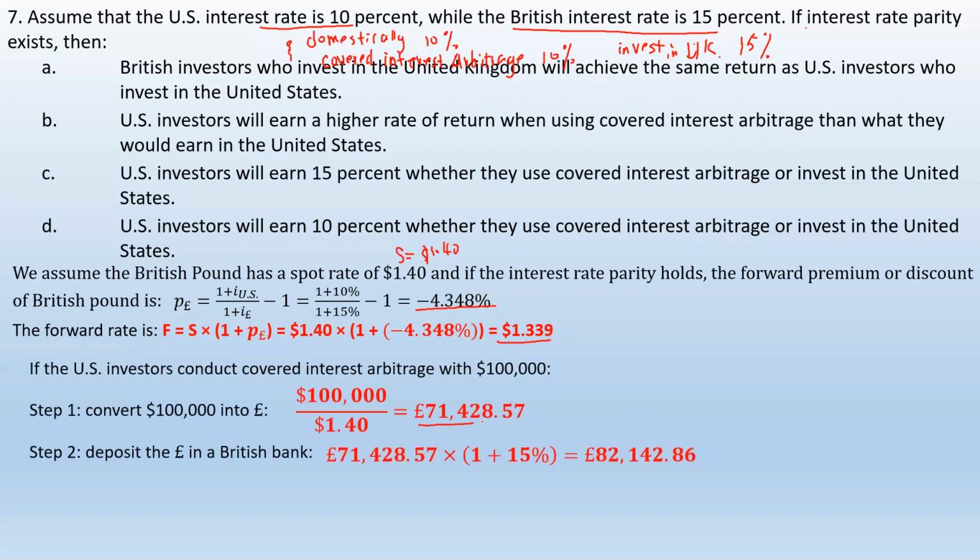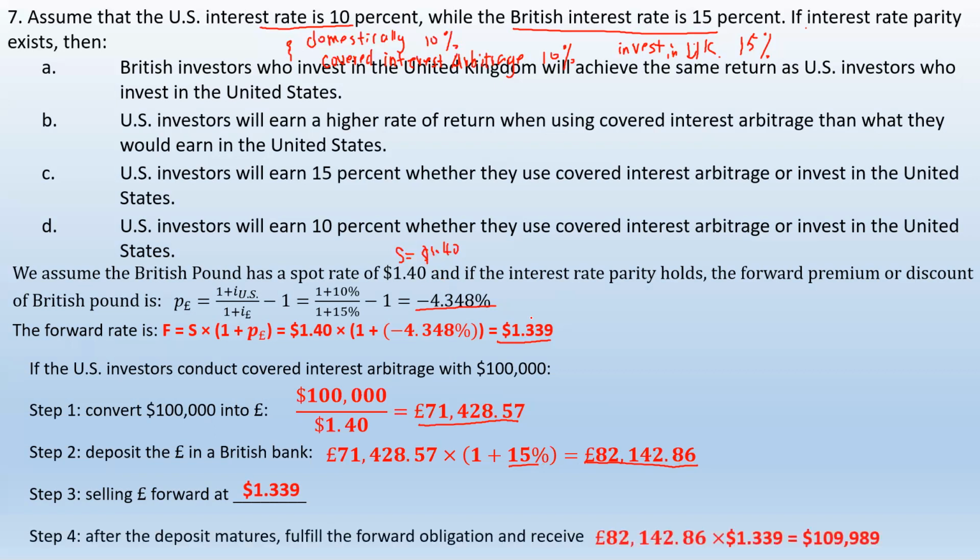And we use forward covered interest arbitrage. We first find the amount of British pounds we can get by selling 100,000 US dollars, and with the British interest rate of 15%, the ending balance is 82,142.86 British pounds. We sell the British pounds forward at the forward rate, which is 1.339, and when we convert the British pound amount to US dollars, we use this forward rate because we signed the forward contract. The ending balance is 109,989. The return is around 10%.